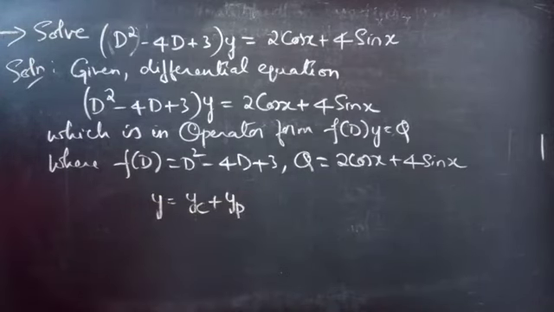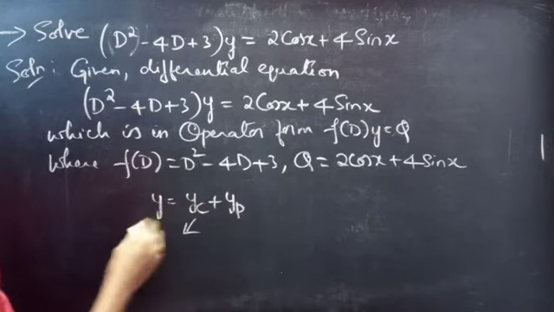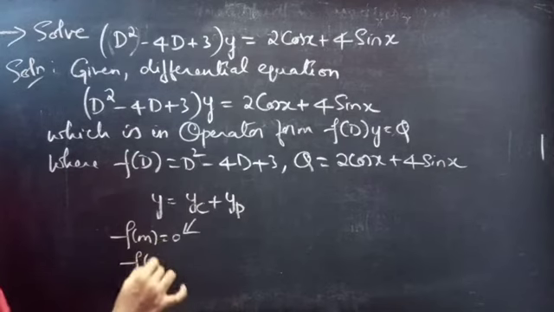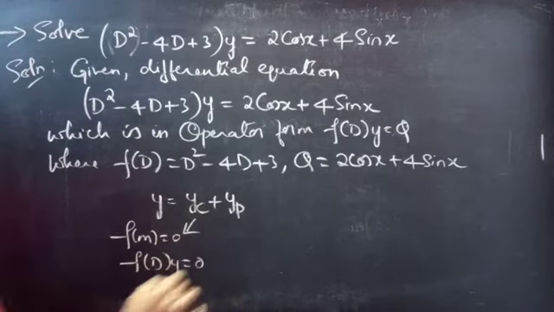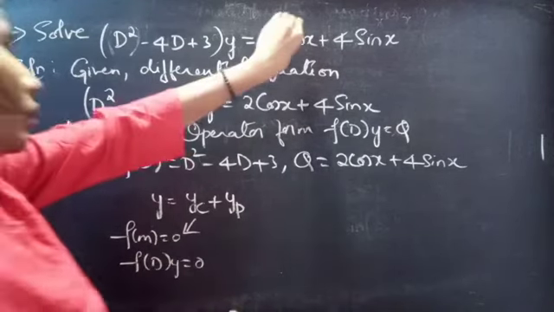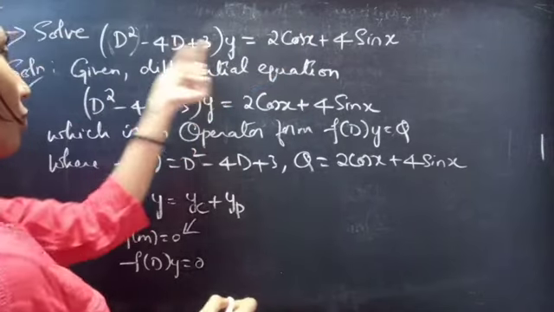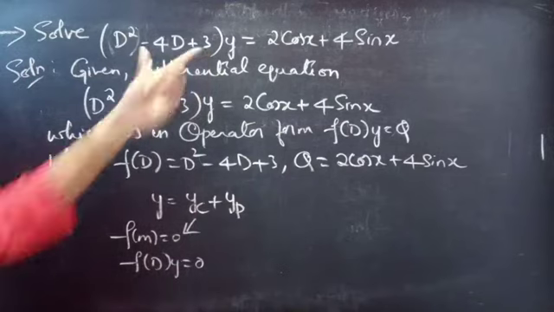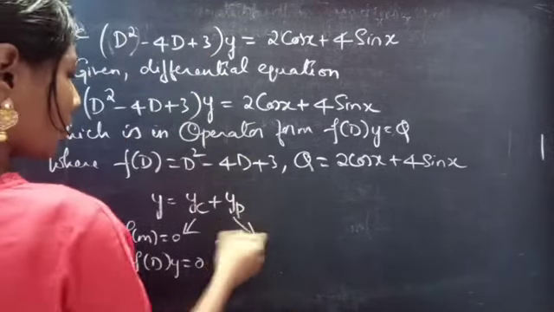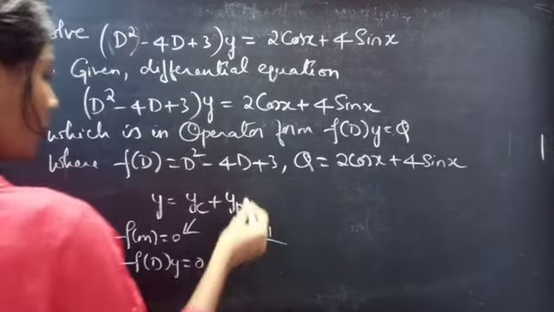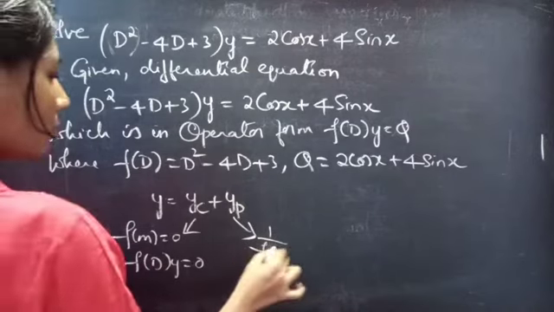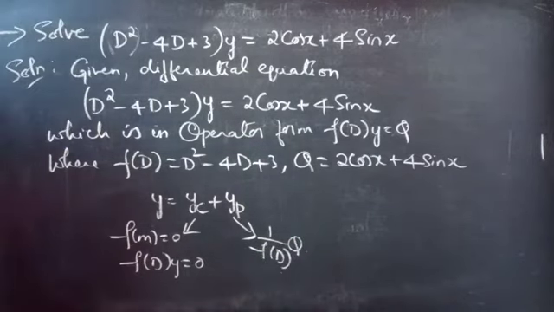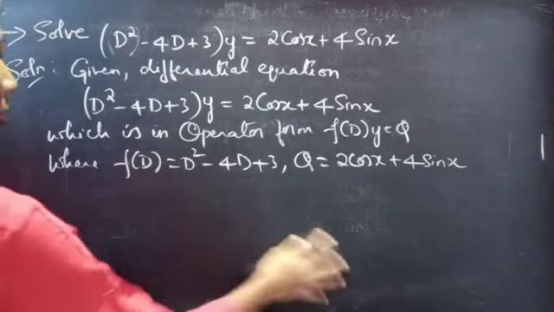Here yc is the complementary function. We'll find this using the roots of the auxiliary equation of the homogeneous equation of the given non-homogeneous equation. If you equate the RHS to 0, then we'll get f(D) y = 0, which is the homogeneous equation to the given non-homogeneous equation. Now, yp is the particular integral, and we'll find this using 1/f(D) into Q. So firstly, let's find the complementary function using the auxiliary equation.